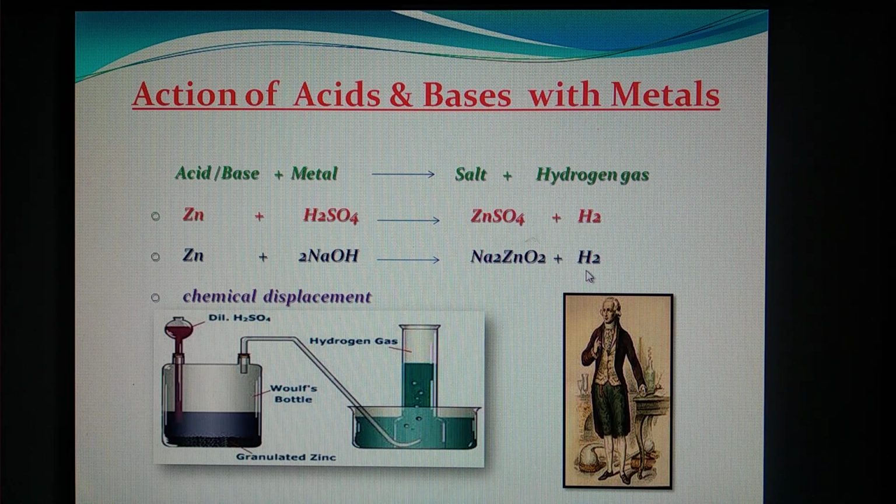Now it is a question to you: who discovered hydrogen gas? I give the picture to you. What do you say the name? So this is the first chemical property of acids and bases. Final conclusion, what we can say: when metals react with acids or bases, they form salt and liberate hydrogen gas.